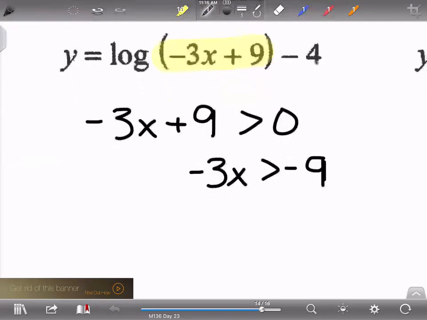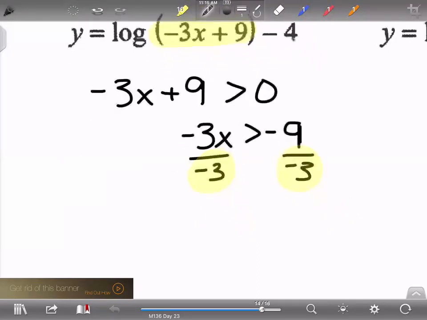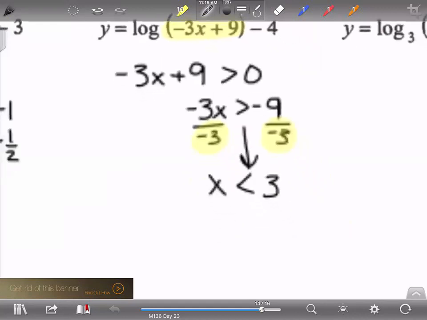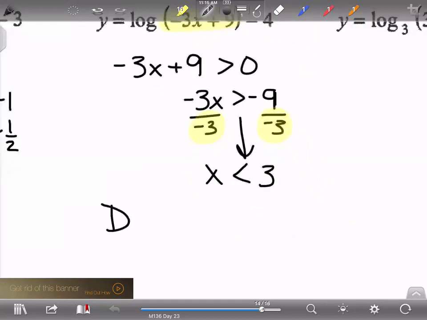To get x by itself, we're going to have to divide by -3. This right here is very important. When we multiply or divide by a negative number, we have to flip the symbol in the middle. So this symbol is going to go from greater than to less than. And then -9 divided by -3 is +3. So this one's a little bit different because we're dividing by a negative, which means the symbol has to change. When the symbol changes, the way we write our answer is going to have to be adjusted accordingly.